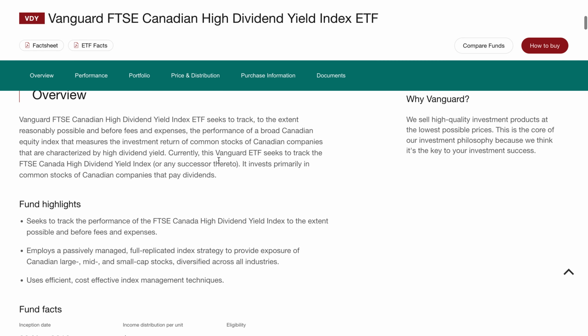So the overview, this VDY seeks to track, to the extent possible before fees and expenses, the performance of a broad Canadian equity index that measures the investment return of common stocks of Canadian companies that are characterized by high dividend yield. So these are Canadian companies.